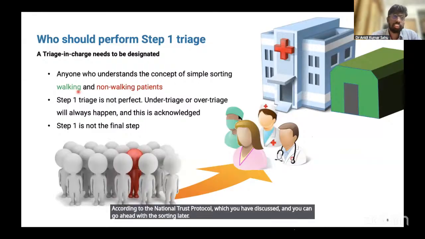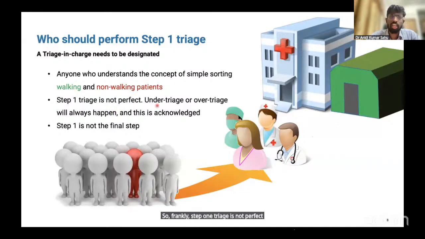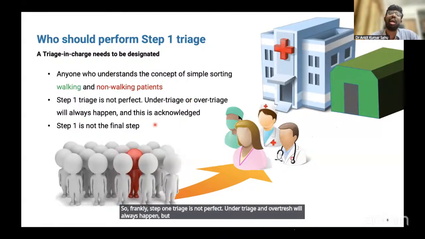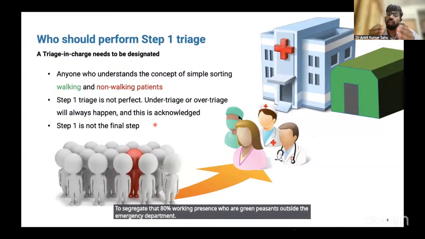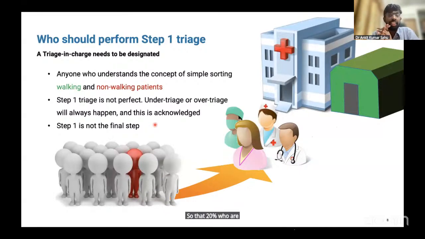So frankly, step-1 triage is not perfect. Under triage and over triage will always happen. But remember, why are we doing step-1 triage? To segregate those 80% walking patients who are green patients outside the emergency department, so that the 20% who are non-walking can get care in the emergency unit.